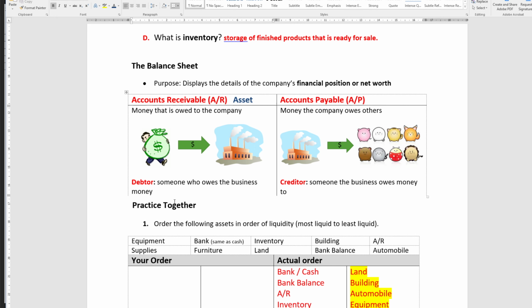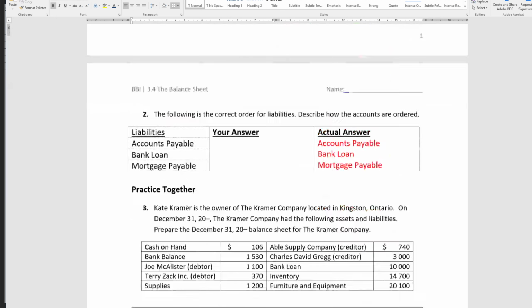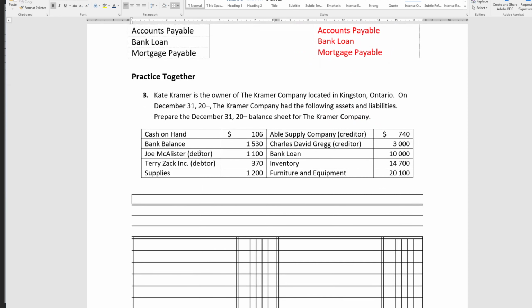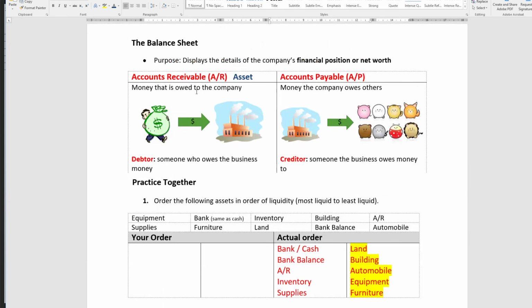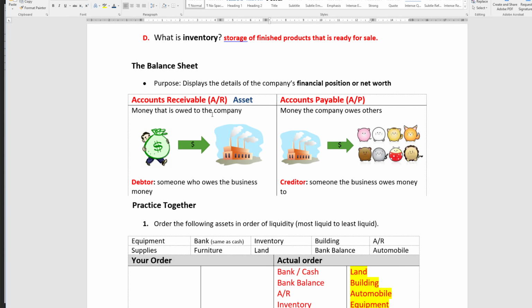So you'll notice that in some accounts, like in this example that we're doing later, there's debtors after the name or creditors, and that's to tell you that it's accounts receivable. I will not tell you yours whether it's accounts receivable or not. You have to decide based off debtors and creditors.